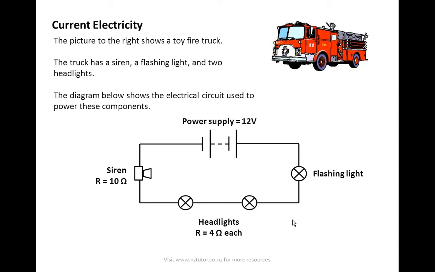You're also given important values in the diagram. The voltage of the power supply is 12 volts. The resistance of the siren is 10 ohms. And the resistance of the headlights is 4 ohms each. Note that you are not given the resistance of the flashing light.